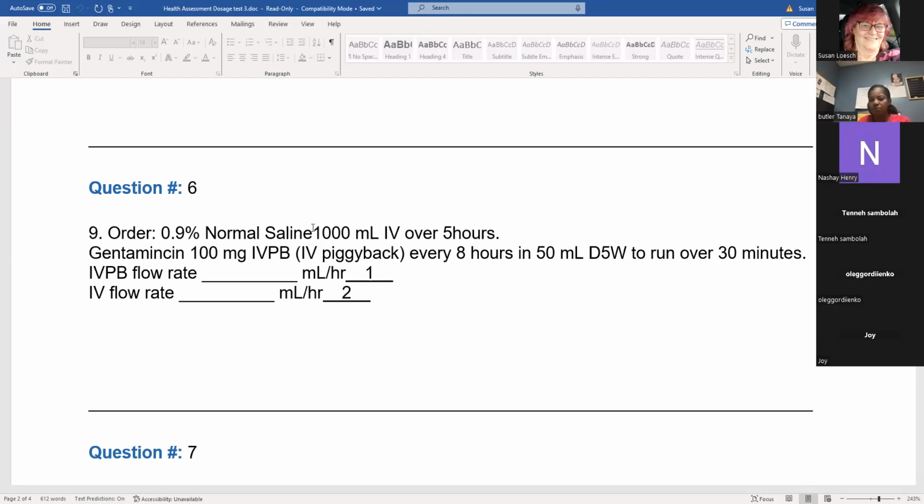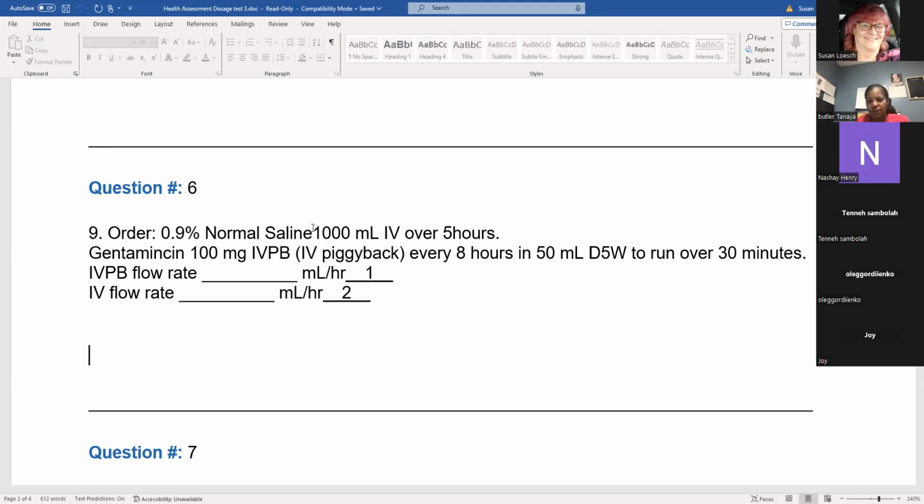Okay, now let's look at the second one. You calculate it the same way. Now, where you might be looking at it differently is when it's in an I&O, and I'm going to show you that. But here, it's asking you for the IV piggyback flow rate in mLs per hour. It's the same calculation. What's your total volume? 50 mLs. And what's your time in hours? Oh, wait a minute. It's in minutes.